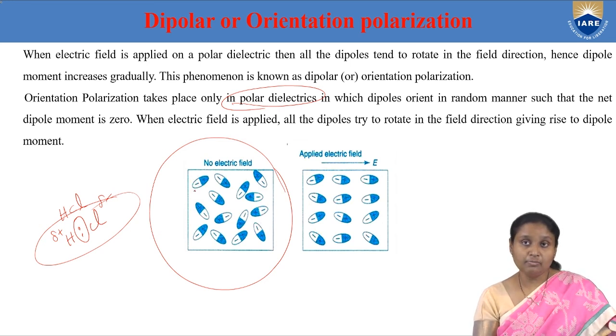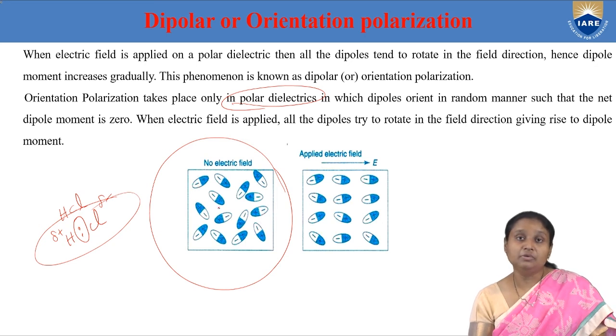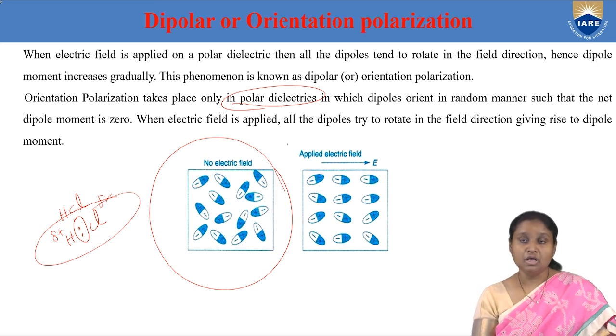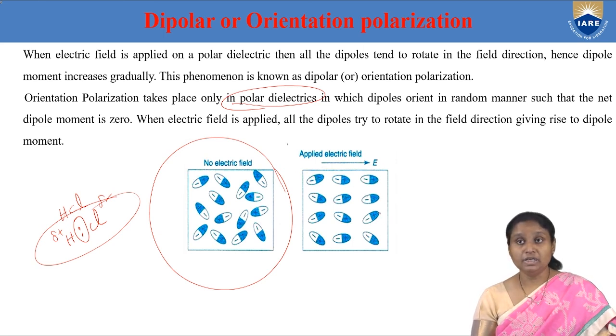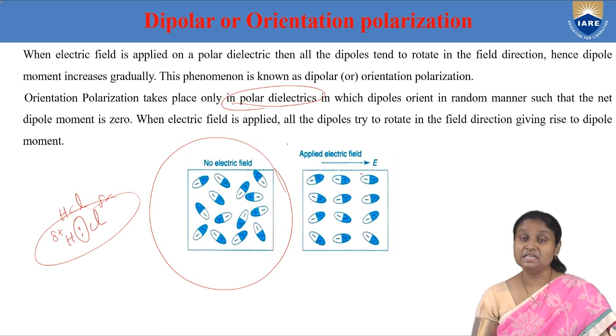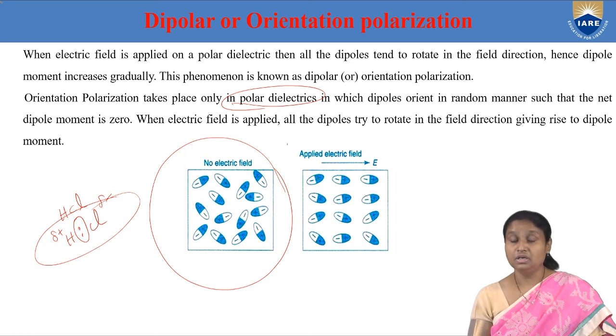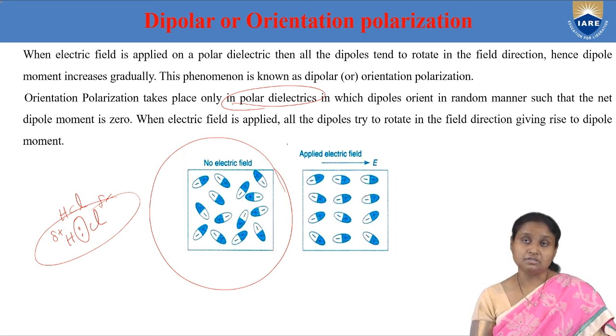So they are in the form of dipoles, but the problem is all these dipoles are randomly oriented. So the net dipole moment will be 0. But when we apply an electric field, if I apply the electric field in this direction, then what we are going to observe here is all these dipoles will get oriented. In which direction are they getting oriented? As you can see, all the positive ends of the dipoles will be in the direction of the electric field, and negative ends will be in the direction opposite to the field, because all the dipoles are oriented in the same direction. So there is a large dipole moment associated with polar dielectrics. So this polarization taking place because of orientation of dipoles is nothing but orientation polarization.